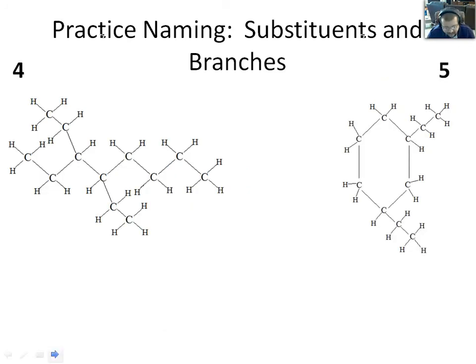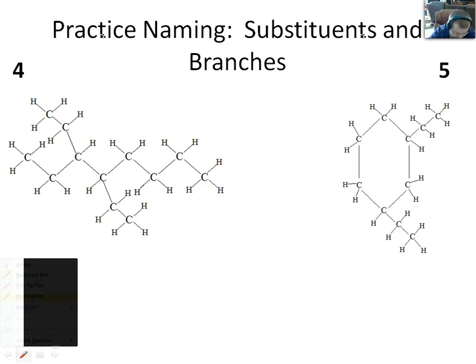Alright, this is getting a little bit uglier, but it's still very doable. Pause the video for a moment and try to select the longest chain of uninterrupted carbons that you can trace with your pen on that left structure. Alright, let's break out a highlighter.